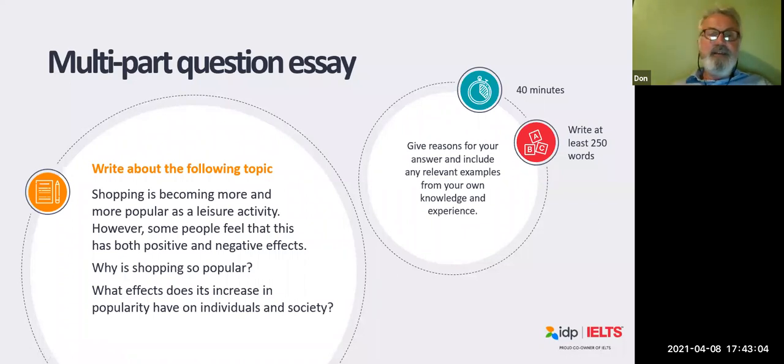And then you are asked to say what the effects have, not just on you, the individual, but also on society. Now, here you have to do three things. You have to say why it is popular, what is the effect on individuals like yourself, and what is the effect generally on a society. This is a very different question to the first question. It's the same topic, but it's a different task.